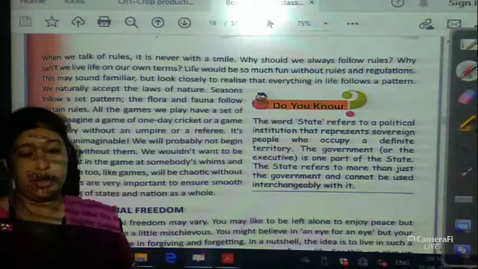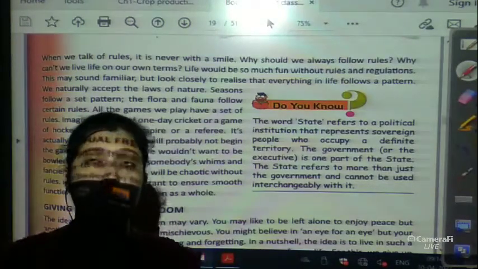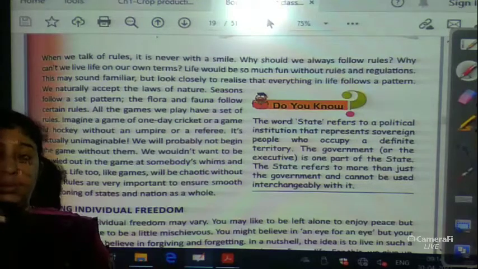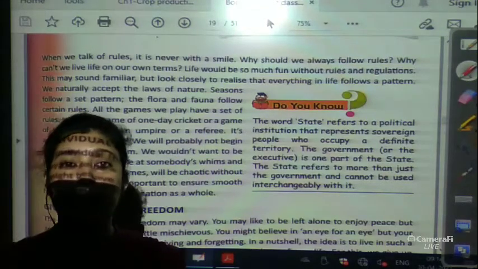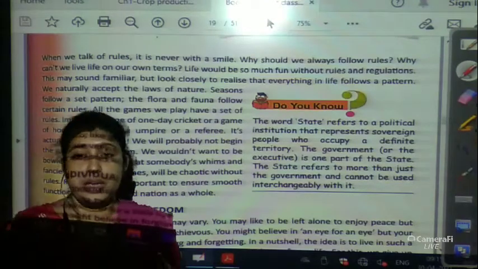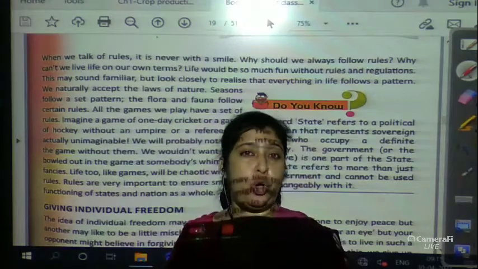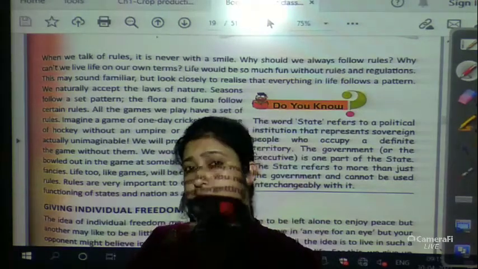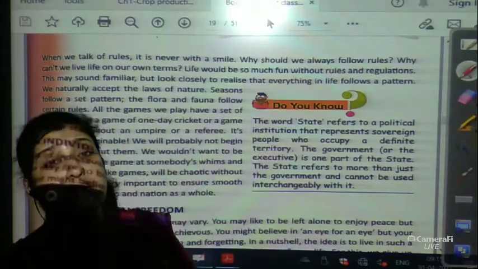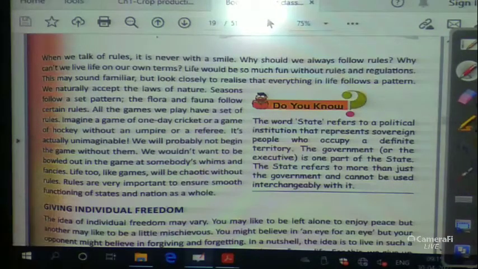So students, first of all, the constitution is a written document, okay, in which every law and order is mentioned, how we should follow it, and all the necessary things are in the constitution in written form. Okay, that is the constitution.